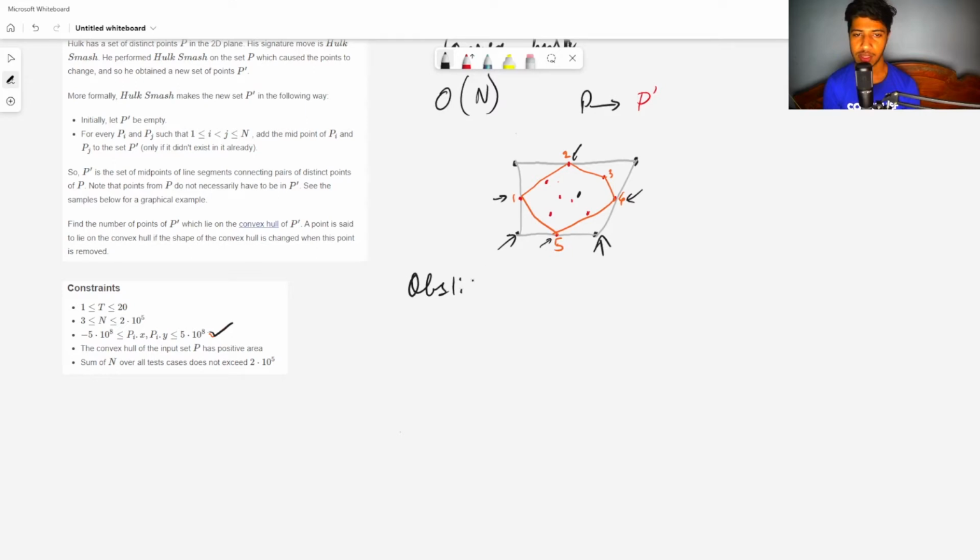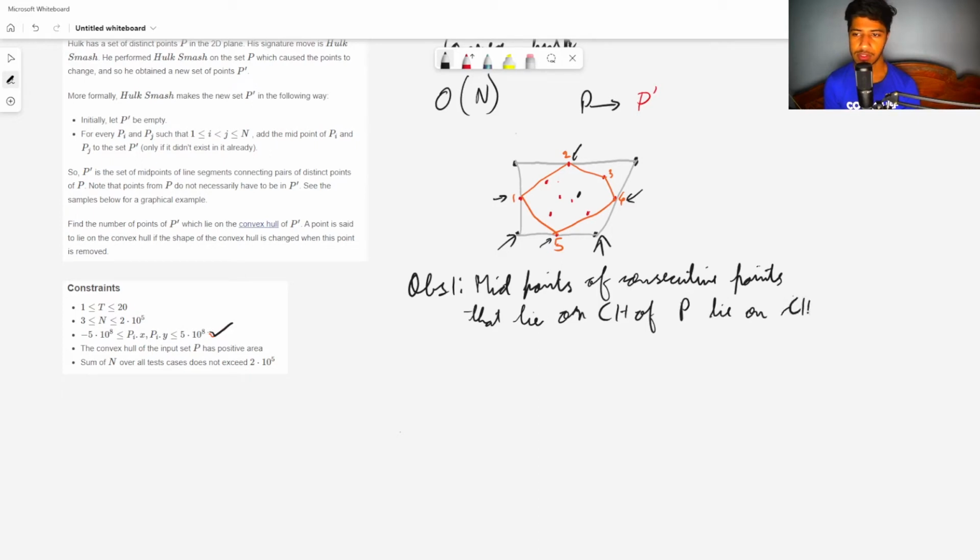Observation 1 goes something like: midpoints of consecutive points that lie on convex hull of P lie on convex hull of P dash.